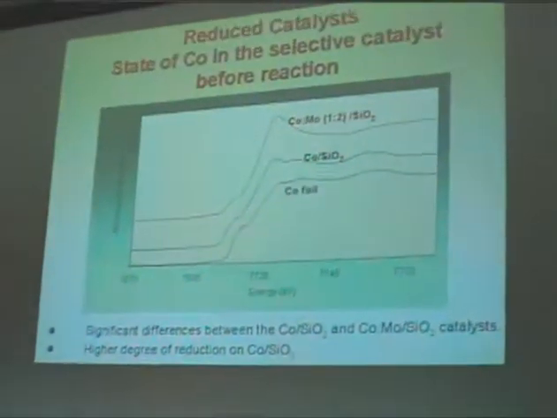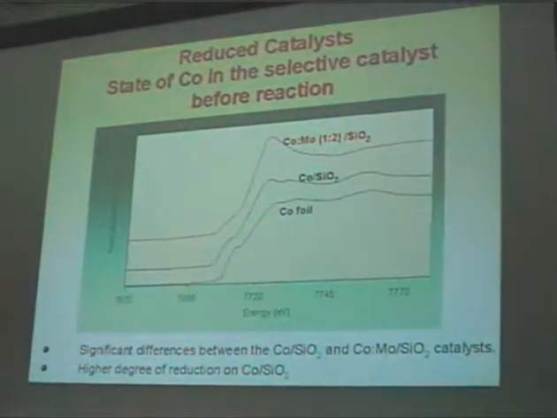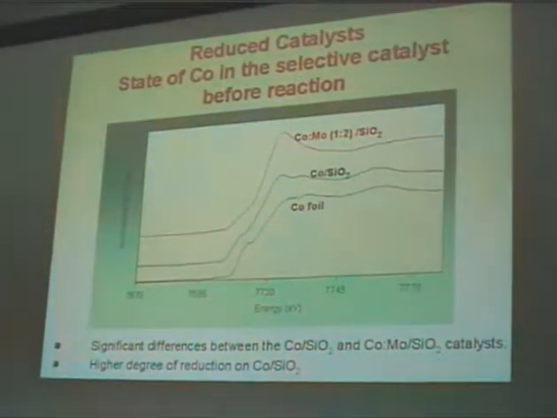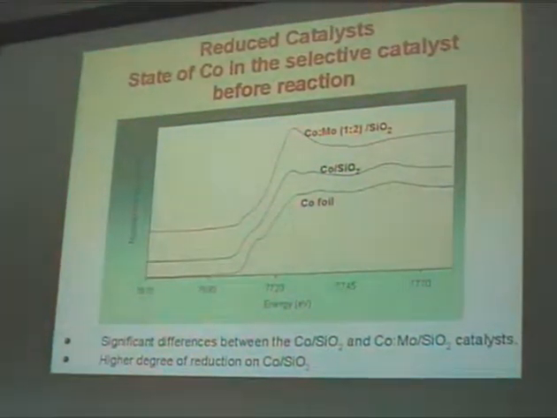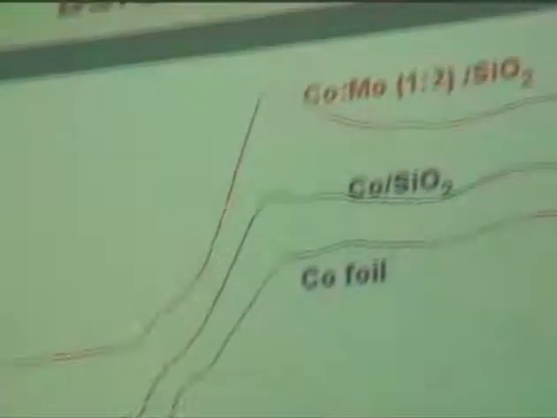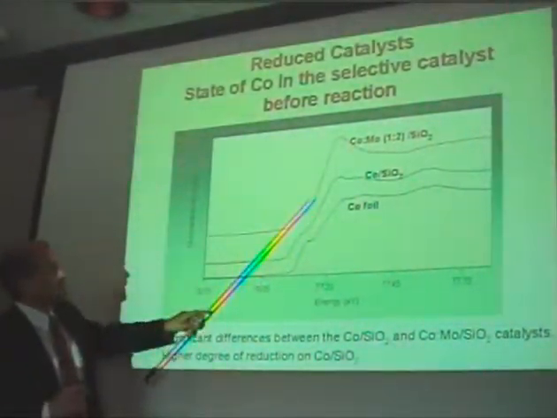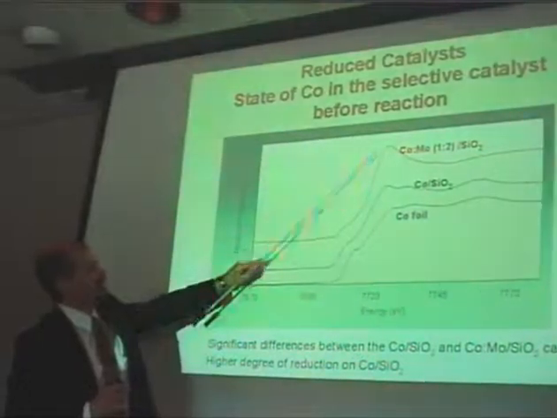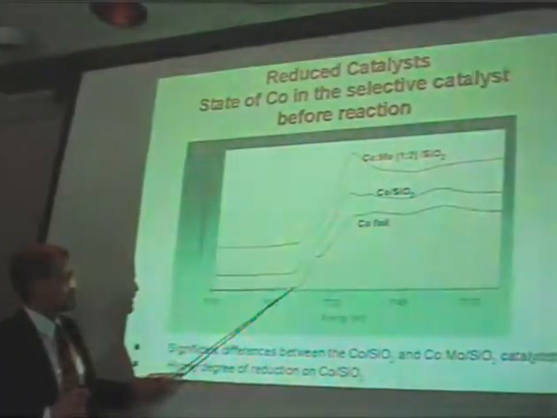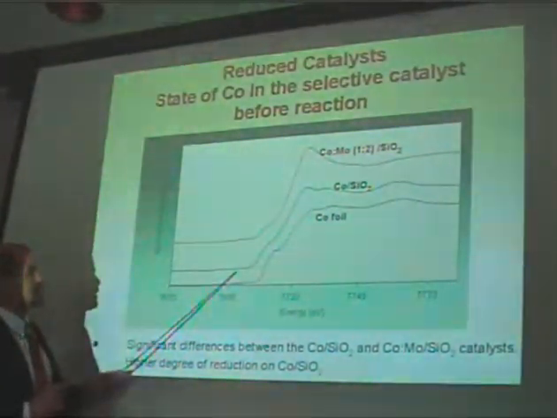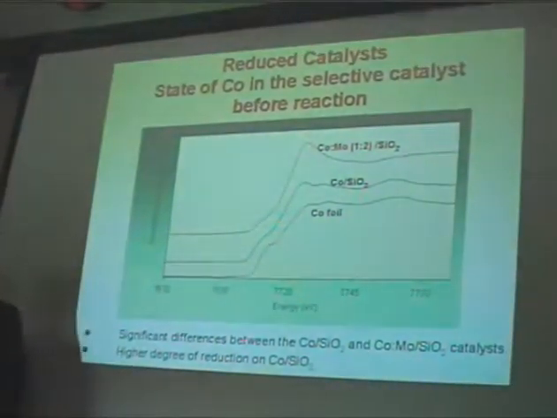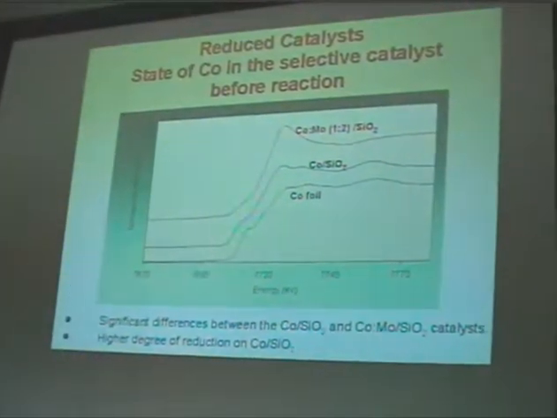Okay, let's look at the state of cobalt before the reaction in the reduced state. Does cobalt get reduced? We reduce at 500 degrees C. This technique, XANES, is a very clear indication that, let's say, this is metallic cobalt. When you have cobalt alone, cobalt can get reduced at 500 degrees.